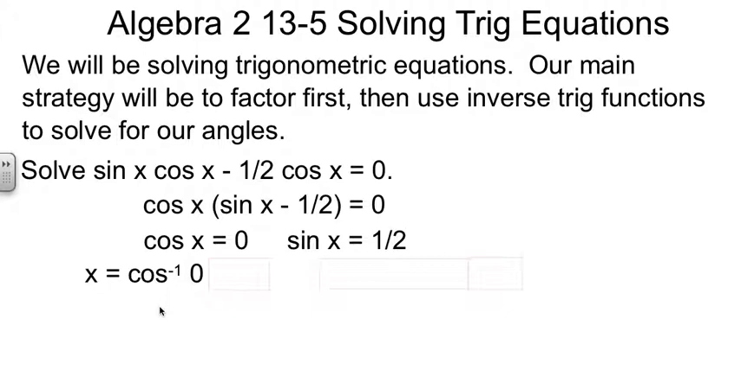So in our first problem, x is going to be equal to the inverse cosine of 0, which is 90 degrees. In our second one, it will be the inverse sine of 1/2, which is 30 degrees. Now, there are more solutions than just these two. There's always more angles that give you a cosine equal to 0. 270 comes to mind, negative 90 comes to mind.